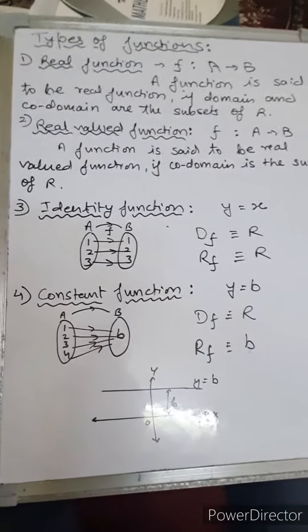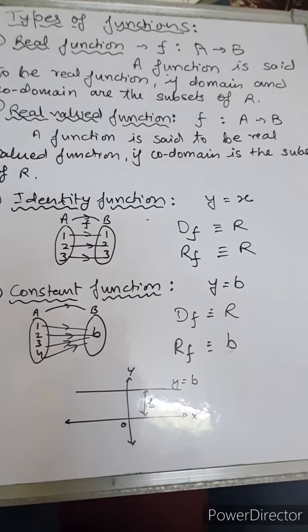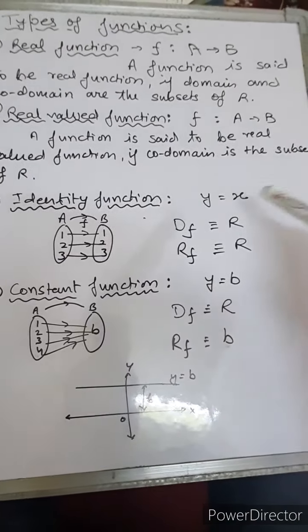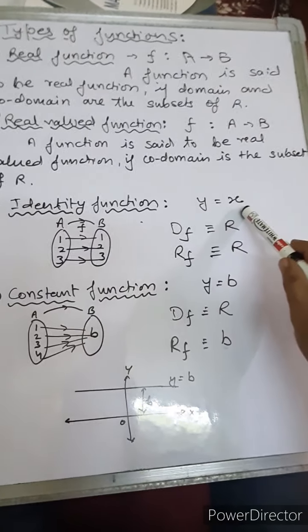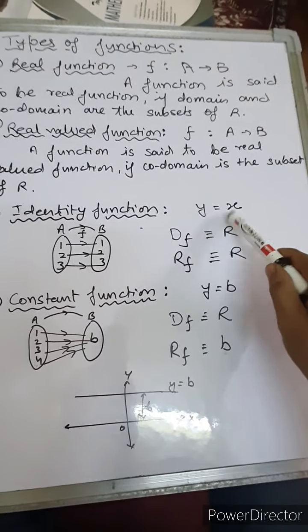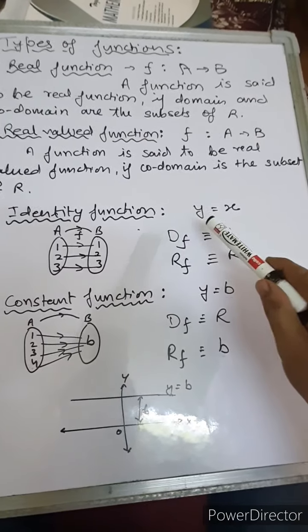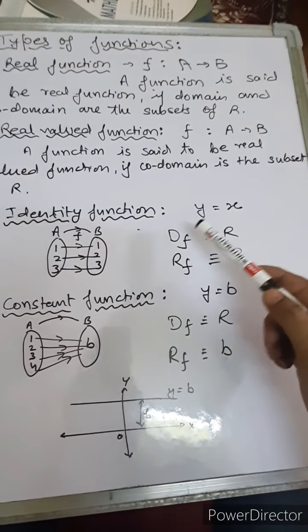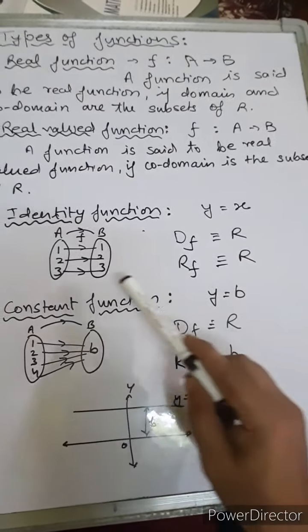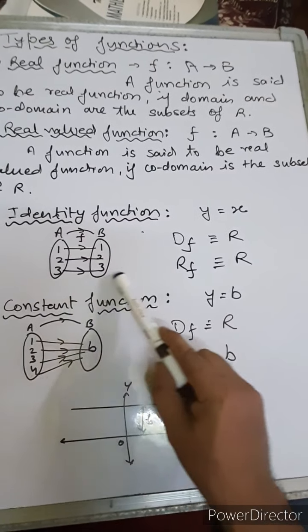So the next type of function is the identity function. Children, what is the identity function? It is represented as y equals x. Okay, when the image and its pre-image both are the same, right? So it is represented by this arrow diagram like this.